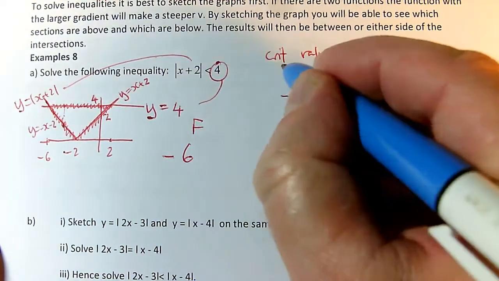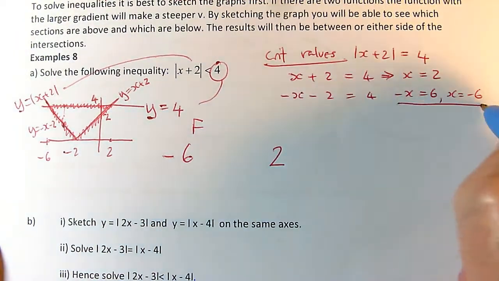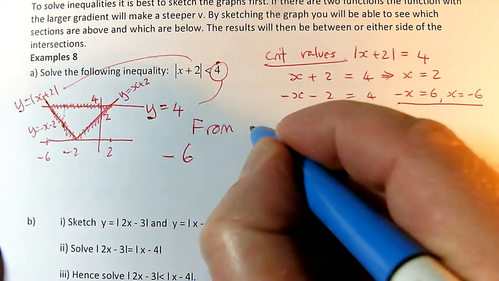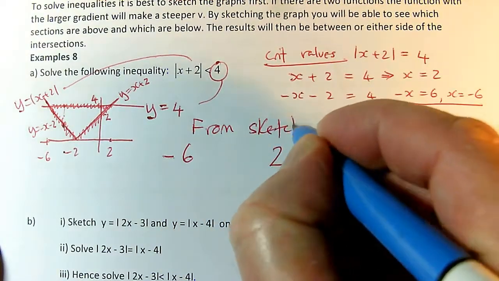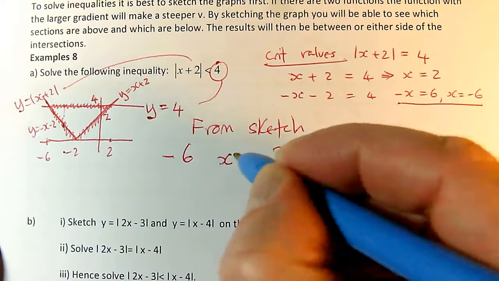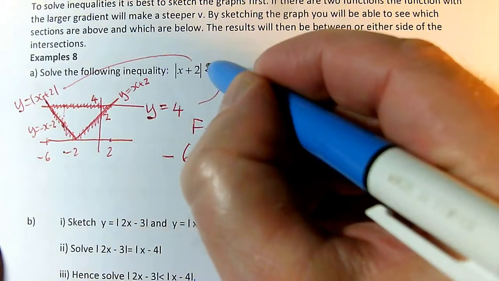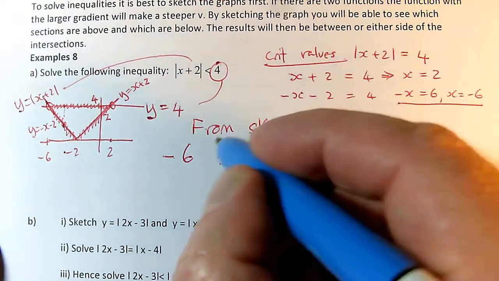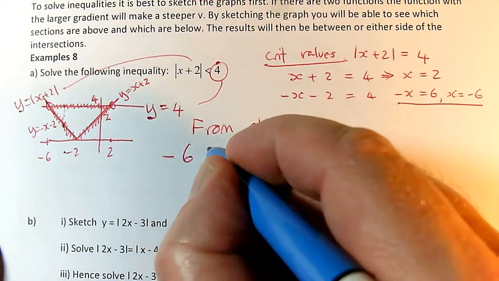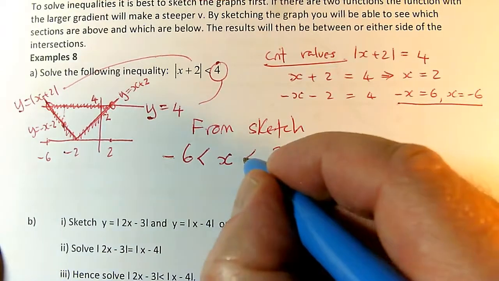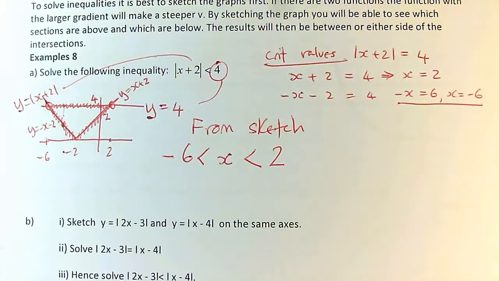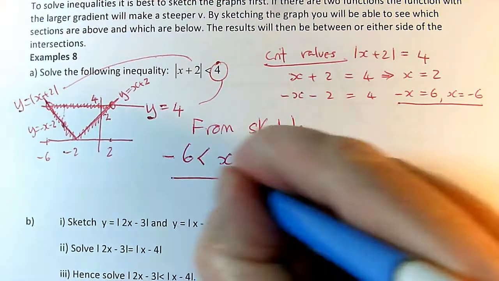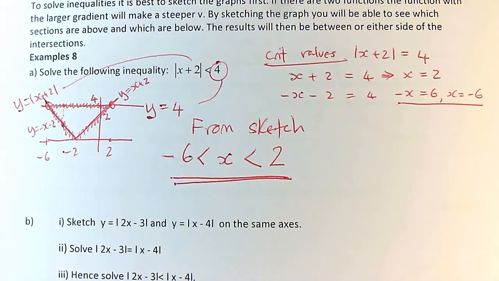So all I need to do is find my critical values. There they are. And then I need to say from the sketch, I need values of x between minus 6 and 2. And it's a strict inequality, so I'm not allowed to be there, because the values aren't allowed to equal each other. So minus 6 is less than x is less than 2. I don't have equals signs on those inequalities. And that is my final answer to my modulus inequality.